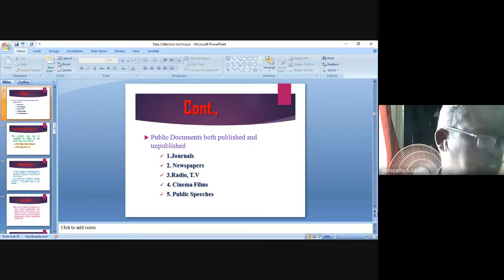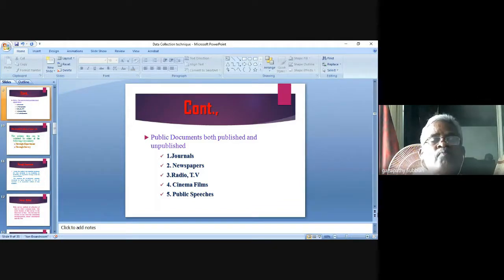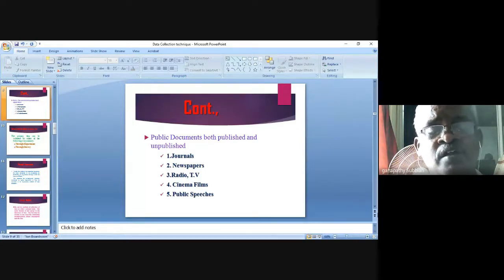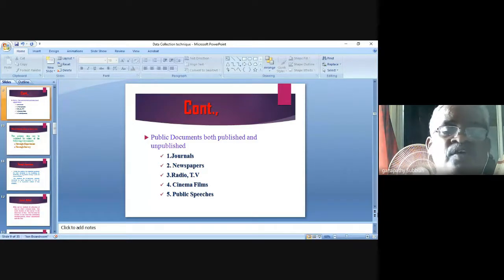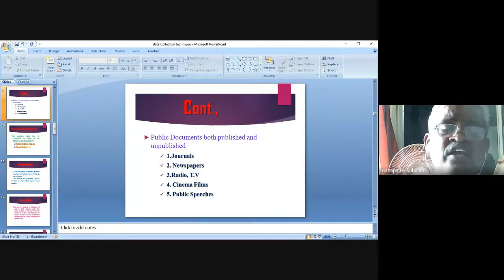Then public documents, the sources of public documents, both published or unpublished. Public documents, number one, journals. The publishers publish various journals for each and every domain. Those journals are national or international in nature. The researcher has to collect and review them for peer studies. Journals are another evidential information, a public document.